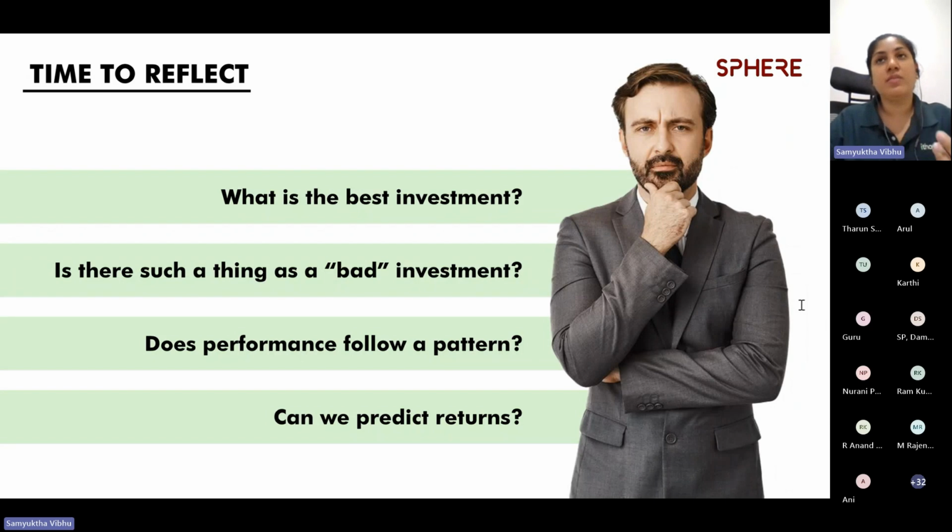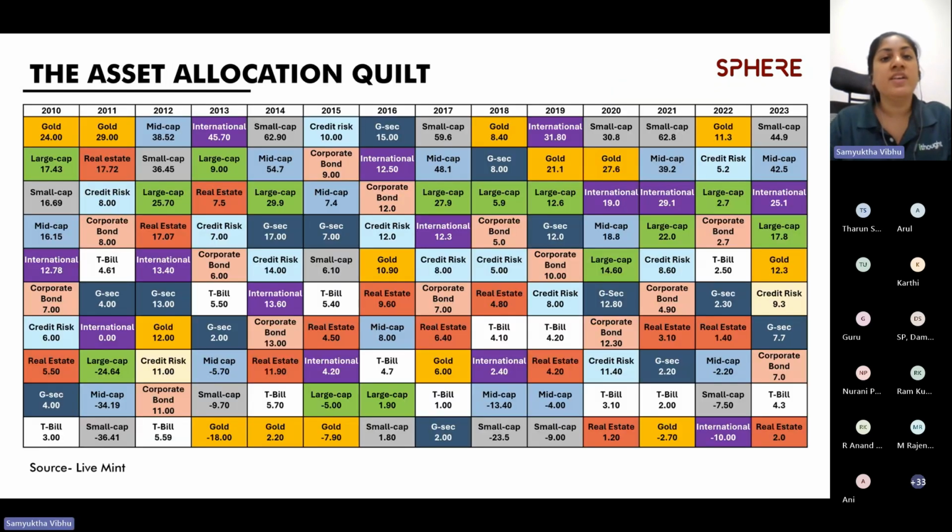This is something that maybe beyond the webinar, you can spend some time thinking about. And when we try to answer these questions, you will find some solutions to how you need to structure your retirement or your investment portfolio. So we answered some of these questions by looking at the asset allocation quilt. One thing we noticed was that no, we can't really predict returns. There isn't a fixed pattern. There are some trends, but there isn't a fixed pattern. And sometimes we're proved wrong about what our patterns could be.